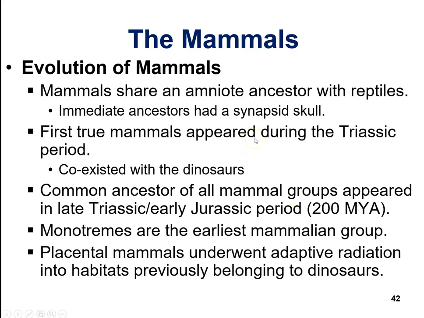And if we talk about the evolution of mammals, the first true mammals are believed to have appeared during the Triassic period, and it's believed that mammals coexisted with dinosaurs. The earliest mammalian group is a group called monotremes, which are actually egg-laying mammals. Then placental mammals really flourished when the dinosaurs became extinct. So we talked about that term adaptive radiation before: when one species goes away and another is able to infiltrate their habitat and flourish.